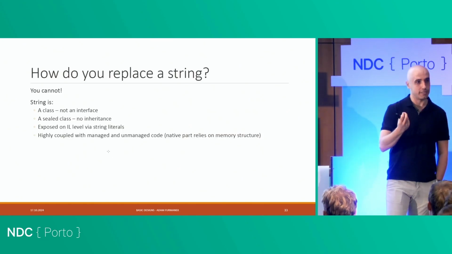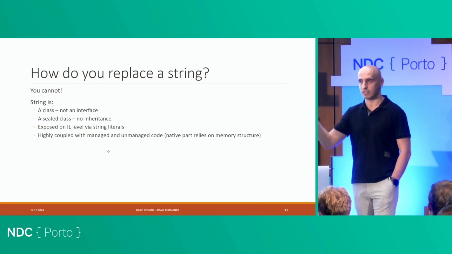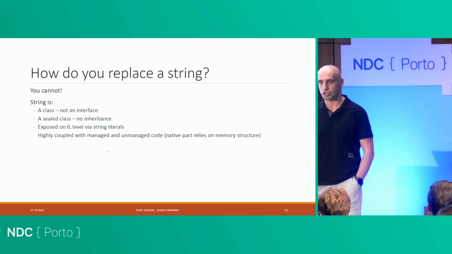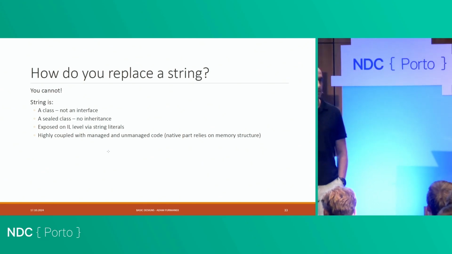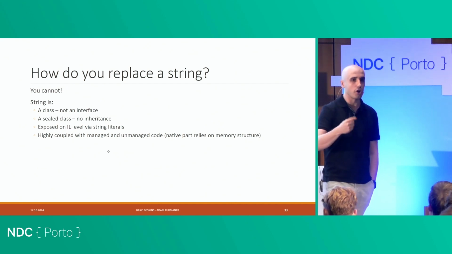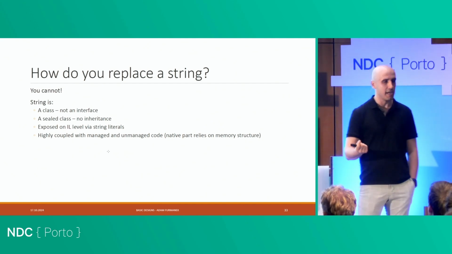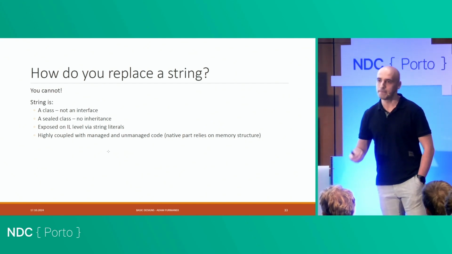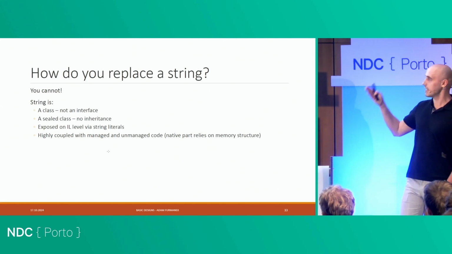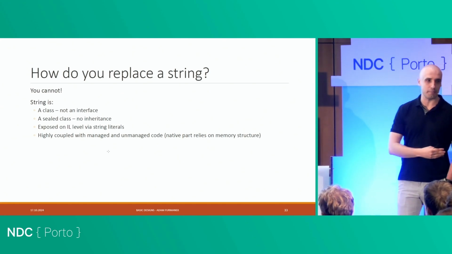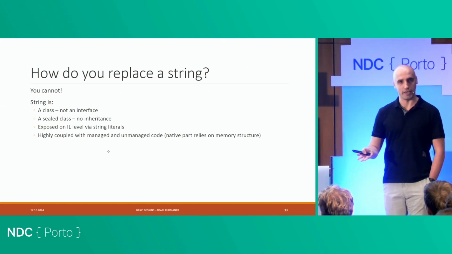We broke it, and if you take a look at SOLID principles, dependency inversion, you should never code against implementation. You should code against interface. Is string an interface? Not at all. It's a sealed class, it's exposed on so many levels. Generally, we can't do that, right?